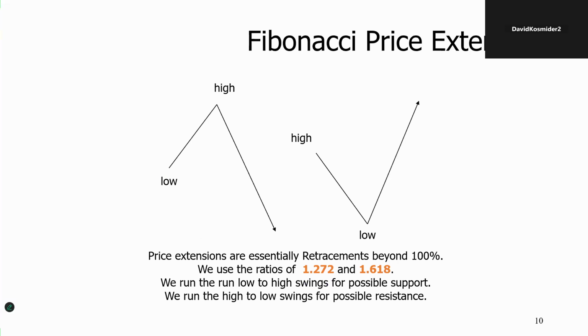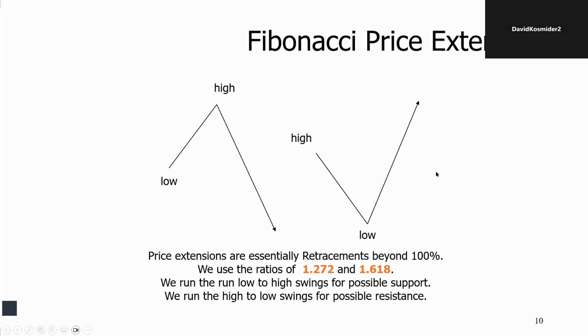But in this case, again, if you're looking at an extension, we're going to take a prior low to high swing, and it's essentially a retracement beyond 100%. But we'll run the 1272 of that low to high, look for possible support, 1618, possible support, 2618. Again, I put that for my third target when the market moves nicely. And then we have, again, just the flip side, measure any high to low swings using 1272, 1618, 2618, and we're looking for possible resistance in those cases.